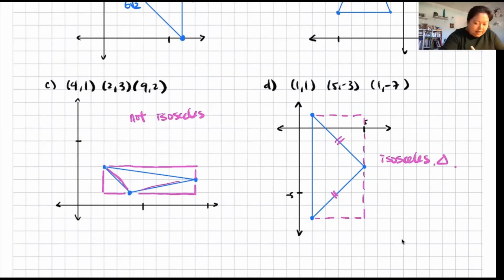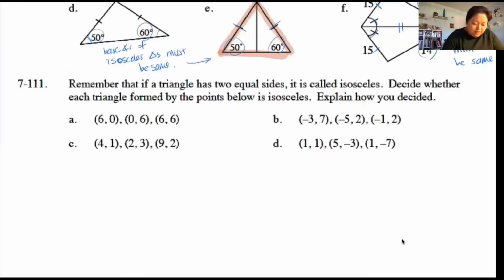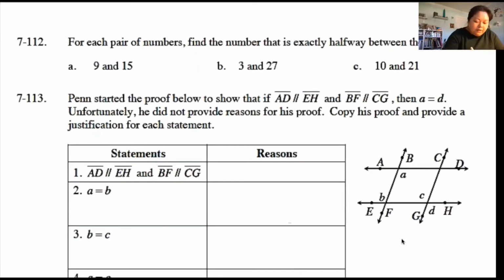Okay, all right. So let's go on to our next problem. For each pair of numbers, find the number that is exactly halfway between them. The best way to do that is to take the two numbers, add them up, and divide by 2, because you're looking for half. So 9 plus 15 is 24, and then 24 divided by 2, you get 12. So 12 is exactly halfway between these two numbers. If you are not sure, look on the number line and you'll see this is exactly half.